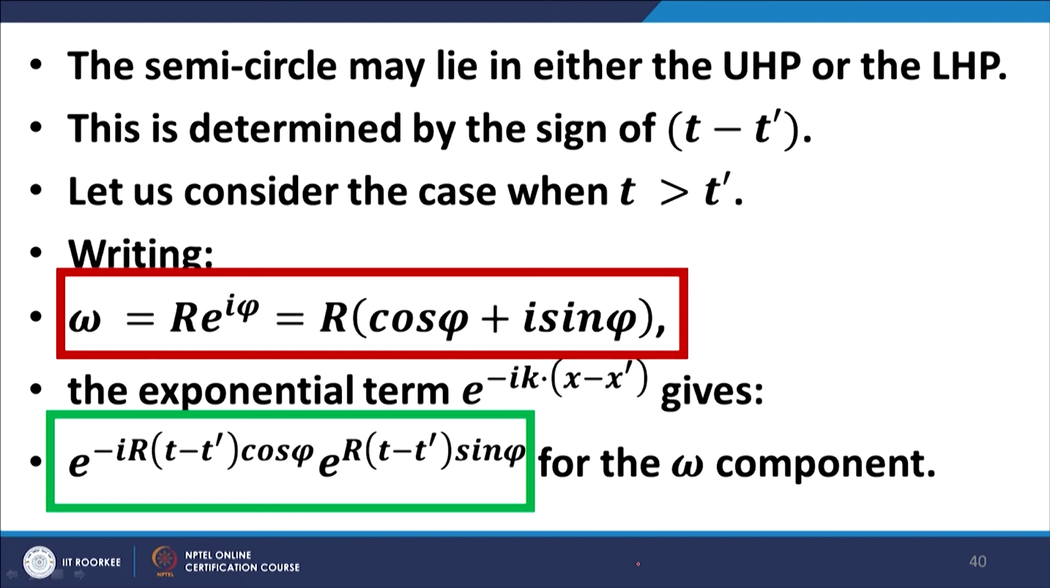We are confining ourselves to the t component in the exponential. Remember, we are working in the metric plus minus minus minus, so the t component here appears as a positive term. So, we write e to the power minus i r (t minus t dash) cos phi, and the minus i together with this i with sin phi gives us plus 1, so we have e to the power r (t minus t dash) sin phi. So the first exponential relates to the cos phi in the red box, and the second exponential relates to the i sin phi component in the red box, and the expression we get is in the green box.